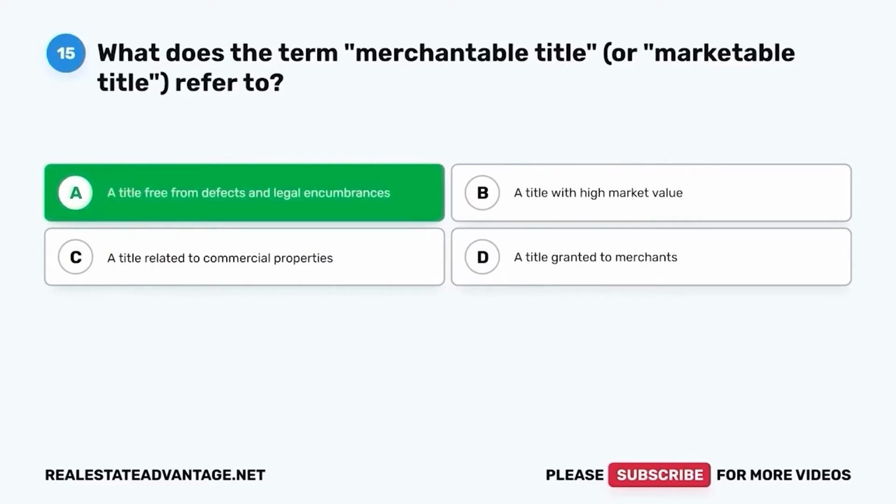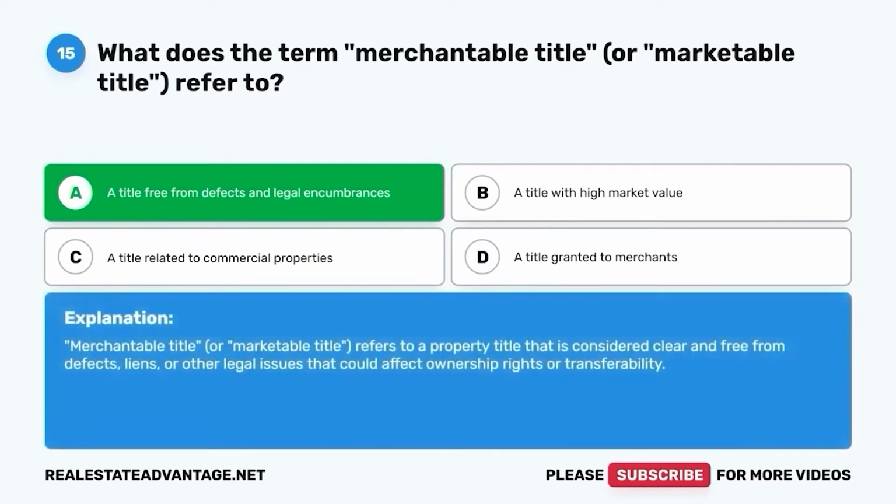The correct answer is A. A title free from defects and legal encumbrances. Merchantable title, or marketable title, refers to a property title that is considered clear and free from defects, liens, or other legal issues that could affect ownership rights or transferability.